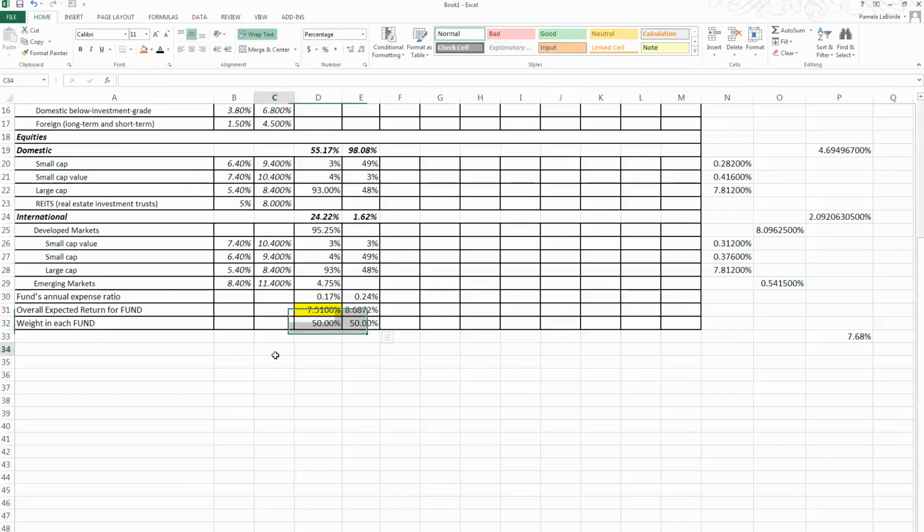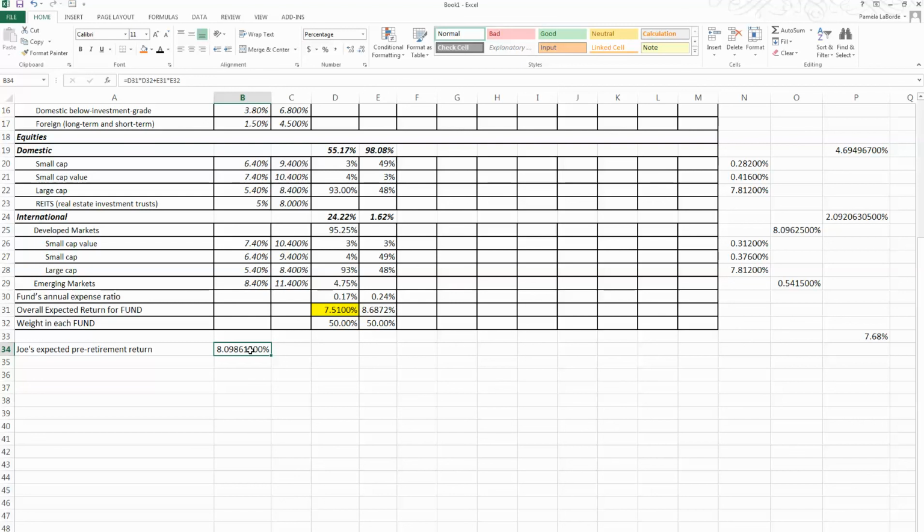So to come up with Joe's expected pre-retirement return, I need to take the expected return for his first fund times the weight of that fund plus the expected return for his second fund times the weight of that fund. So the overall expected return for Joe's pre-retirement run number 2 would be 8.1%. So that's what I'd enter into the second run spreadsheet for Joe's expected return.